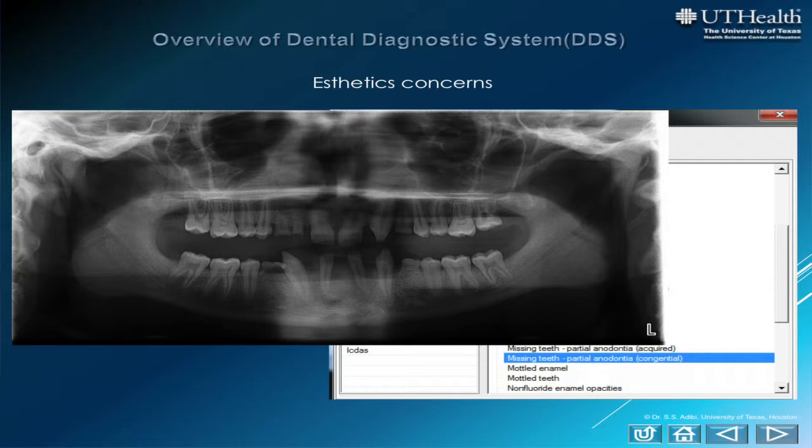No matter whether orthodontics, prosthodontics or implant therapy approaches are needed to restore the patient's aesthetic concerns, the selection of a diagnosis as missing teeth due to partial anodontia is appropriate for cases like this one.